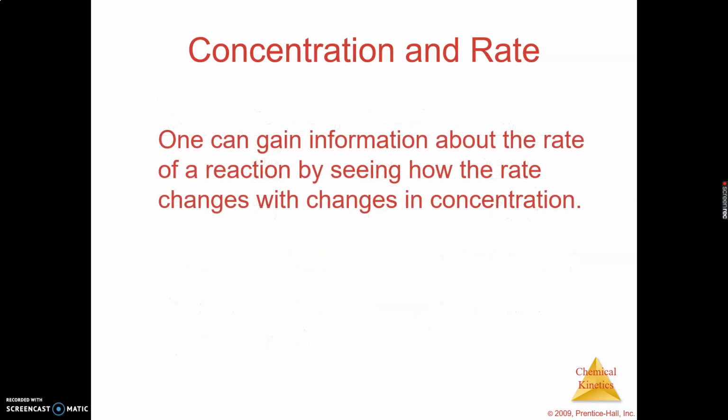And so we can gain information about the rate of a reaction by seeing how the rate changes as we change concentration. Go back to the very first thing that we talked about, right? How can I change the rate of a reaction? How can I speed it up? How can I slow it down? The way we can speed up a chemical reaction is by changing the concentration, or the way we can slow down a chemical reaction is by decreasing the concentration. If you decrease the concentration, you have fewer particles, which means there's less collisions, which means it moves slower. Increasing the concentration would give you more particles, which would give you more collisions, which would make it faster.